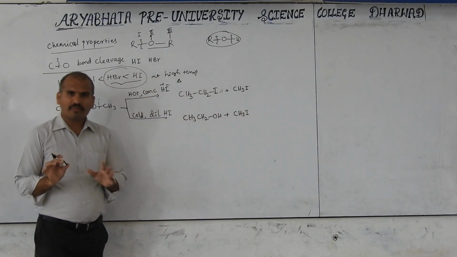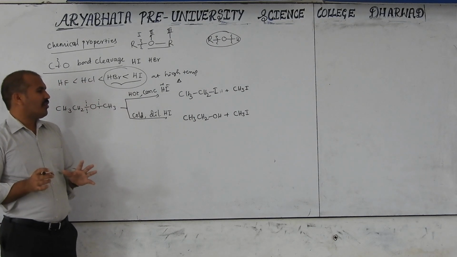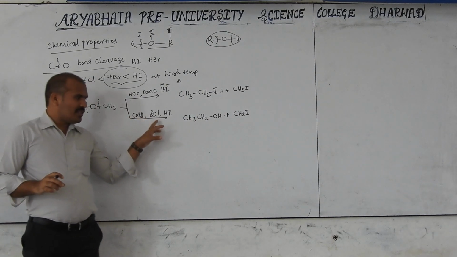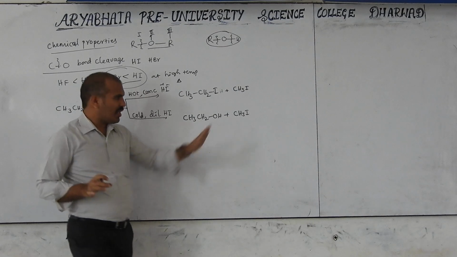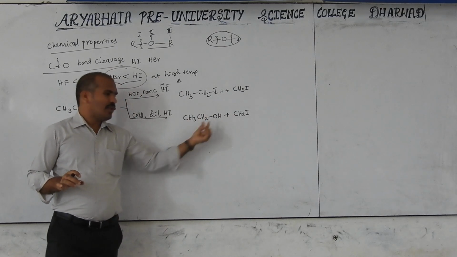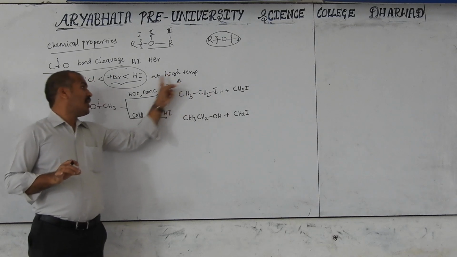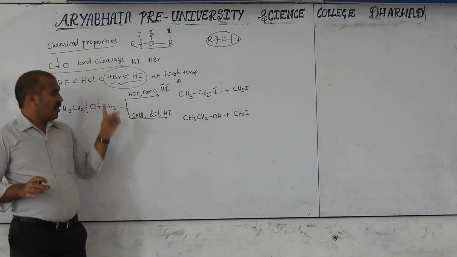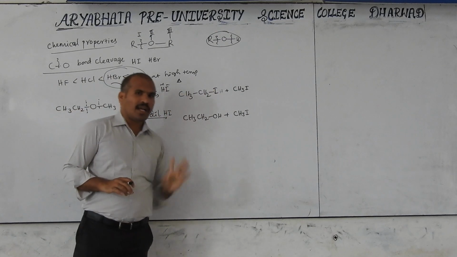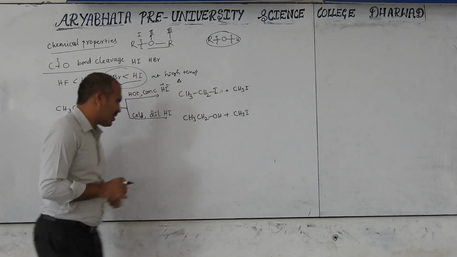So you may be confused now. If there is no confusion: when dilute HI is there, the smaller group will get the I, and the larger group will get the OH. H will react with the O to make the OH part. When excess is there, I will come on both sides. That method we discussed.